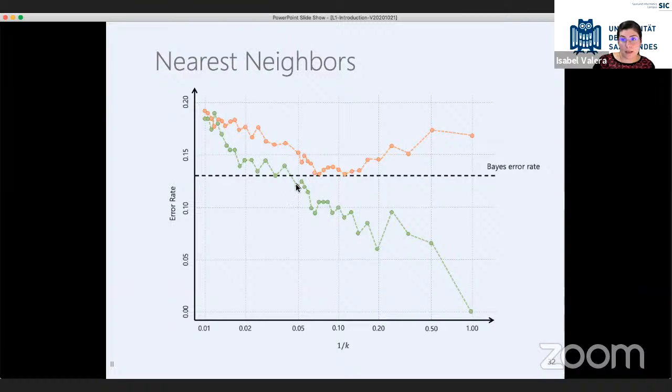And if this is the training error, and this is the test error, and this is the Bayes error rate, which is the optimal one, you can see how, depending on how you pick k, the training and the test error behave. And of course, again, you have exactly the same trade-off that you had before in terms of flexibility versus generalization. And you would like to be as close as possible to this one.